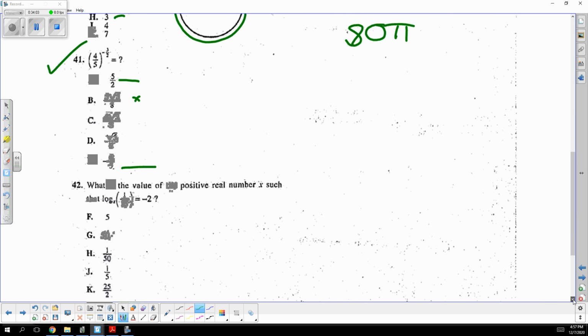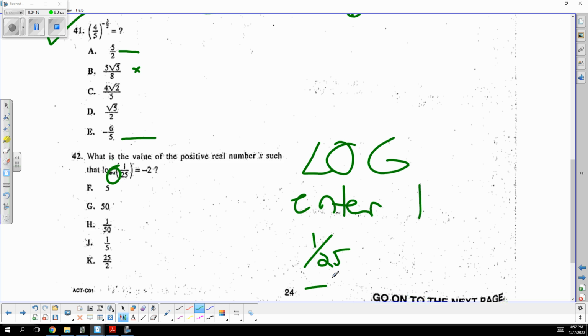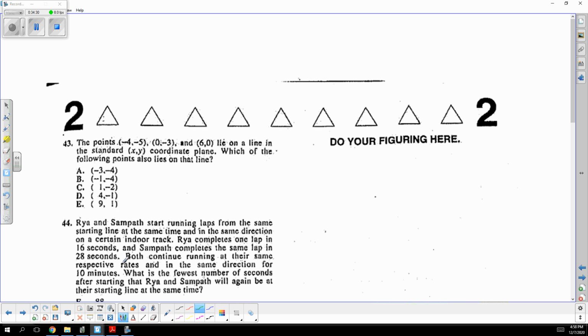All right, this is my log program. We're looking for the first piece. So enter 1 first. Then enter 1 over 25. Then enter 2. And the answer is going to be 5. 42 is F. You could also go by log base and plug in the answers till you got it right. We've been over that in class.